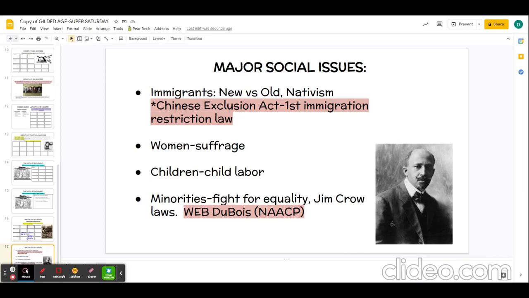The Chinese Exclusion Act is going to be passed, and it's the first immigration law in U.S. history. Women will begin to fight for the right to vote or suffrage. Child labor will be a significant issue. And of course, minorities will begin the fight for equality. Jim Crow laws were still heavily prevalent during the Gilded Age. One name in particular to note would be W.E.B. Du Bois, who is one of the co-founders of the NAACP and begins that fight for equality.